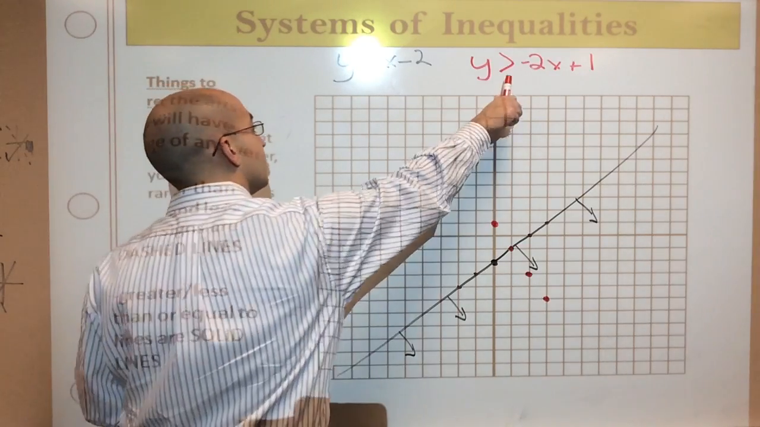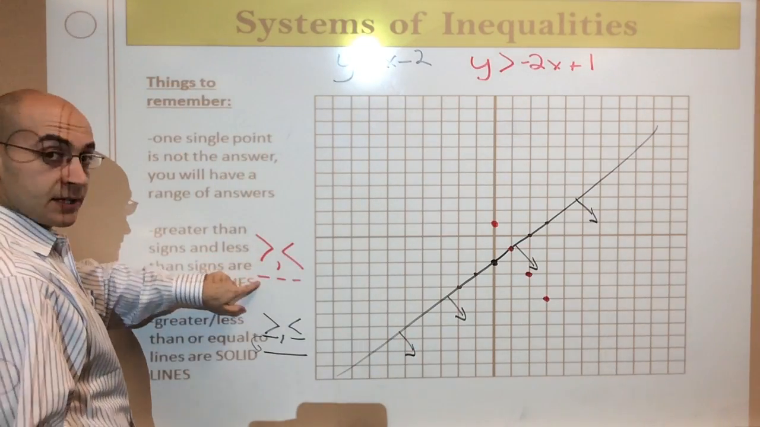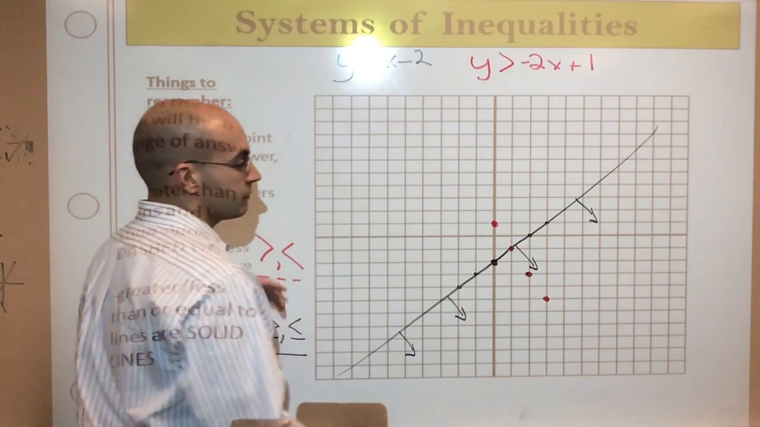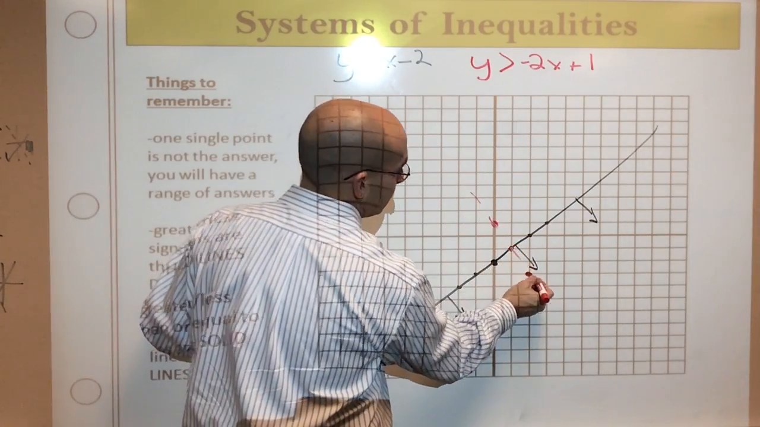Before you make your line, identify what you've got here. We've got a greater than sign, so I'm going to go here, right? Boop, boop, boop, like a railroad track. Okay, so I'm going to go like that.